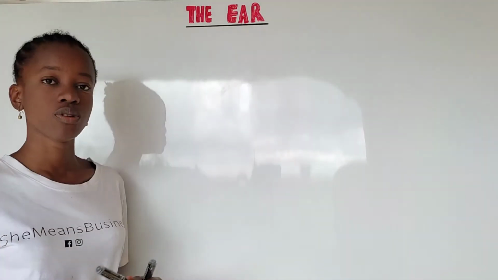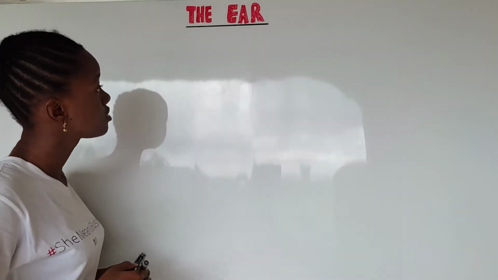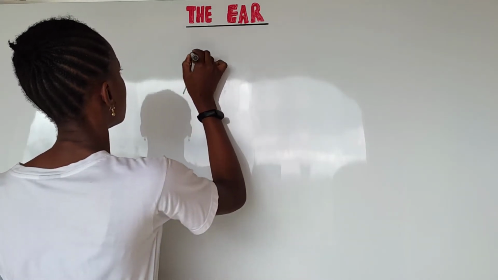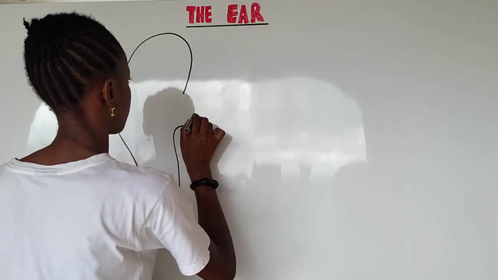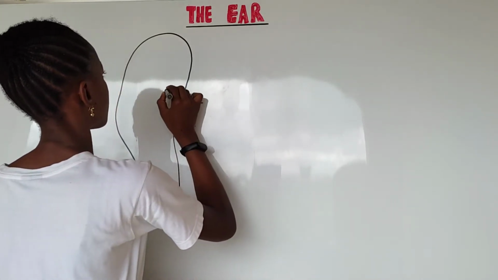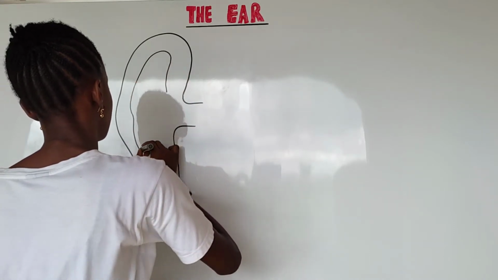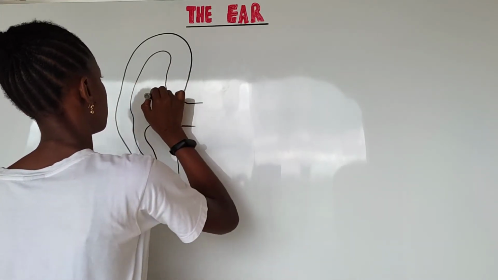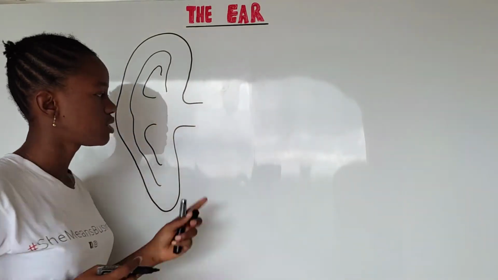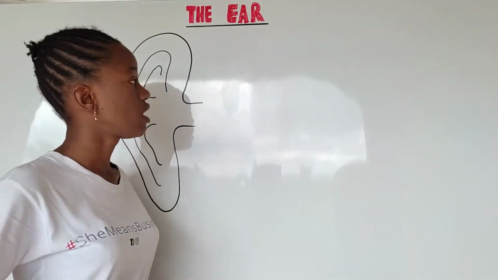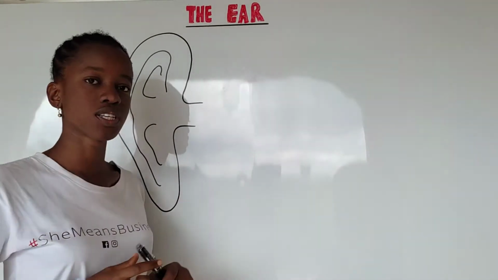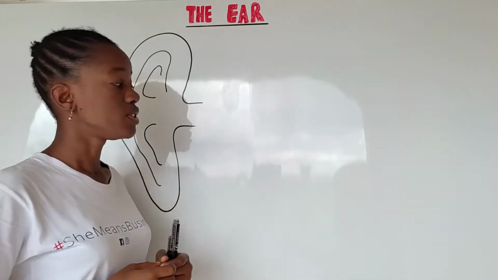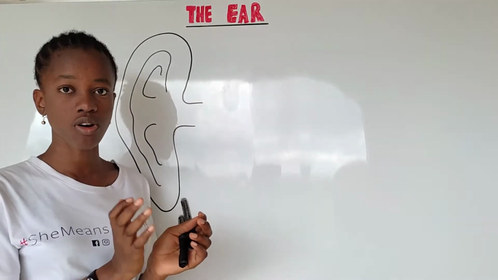All right, so we are going to start with a part of the external ear. We have the pinna. So this is the pinna. Now the pinna is made up of cartilage that is covered with skin. It is trumpet shaped also.